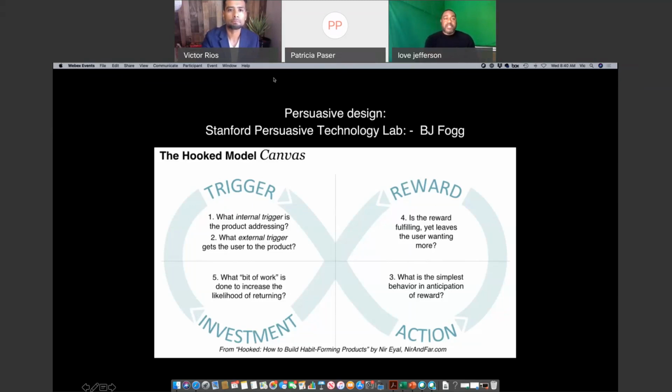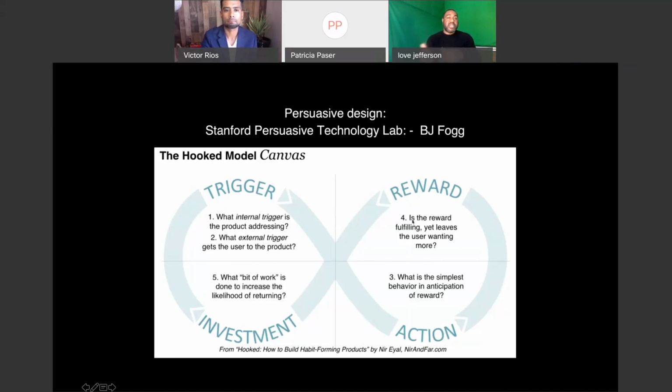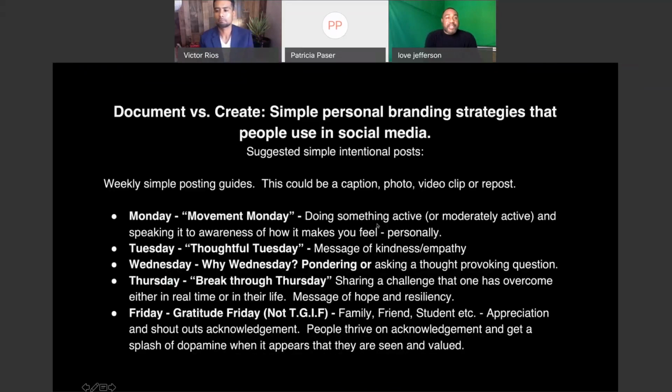Okay, so here's some suggestion. And Victor, you'll head to the next slide. It's document versus create. It's a simple personal branding strategy that people use in social media, and you'll probably see, if you look back at it, certain days of the week. If you go through your feed, if it's someone who's trying to become an influencer, there's something that they do, and it's really systematically laid down from day to day throughout the week. So you just document versus create.